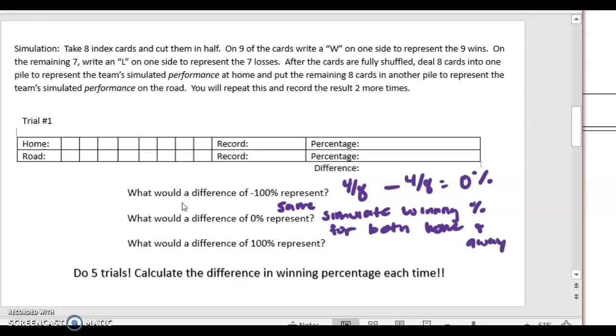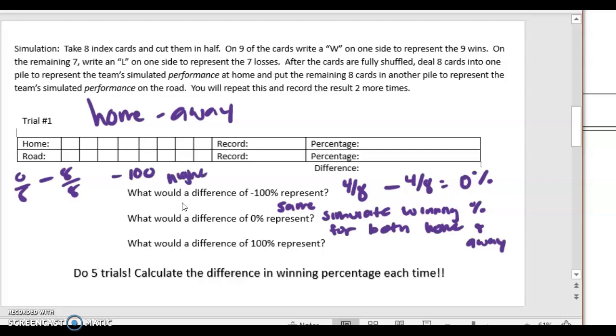If I got a negative 100%, it's okay to get negative 100, because I'm subtracting home minus away. If I were to get that they won 0 out of 8 for home and I subtracted that they won 8 out of 8 for away, that means I would get negative 100. So that means they'd won every game away. So they had a higher percentage away. And if we had a positive 100%, you would have a higher percentage at home.